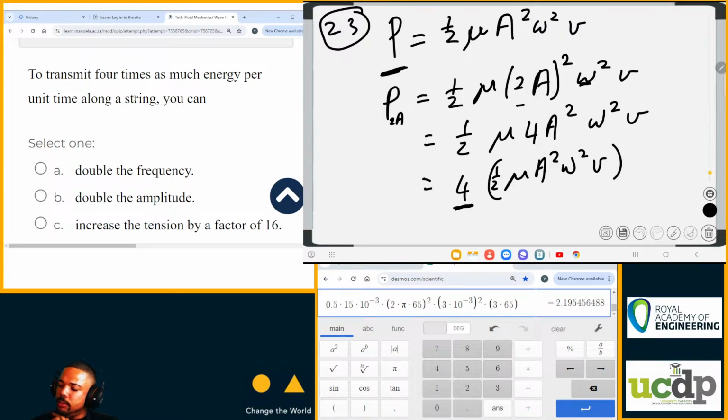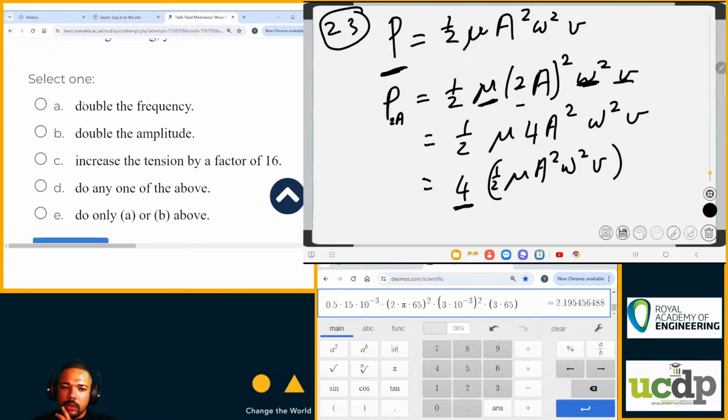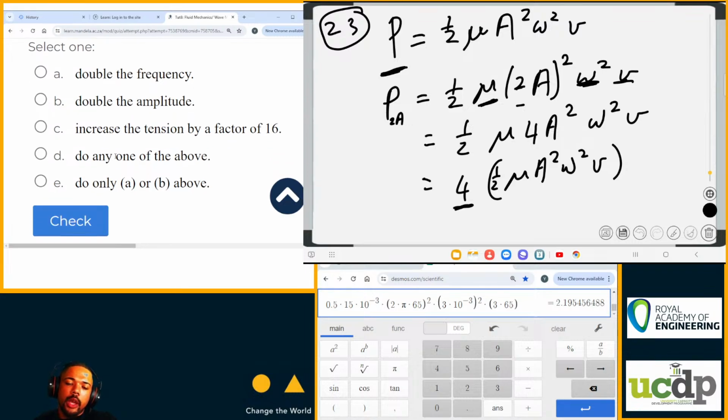So in order to transmit 4 times the power, you just need to either double the amplitude, or you must double the angular frequency here, or you must make this constant 4 times bigger, or the speed must be 4 times bigger. So yes, you can double the angular frequency, or you can double the amplitude. If you increase the tension by a factor of 16, that won't work. You need to increase the tension by a factor of 4.